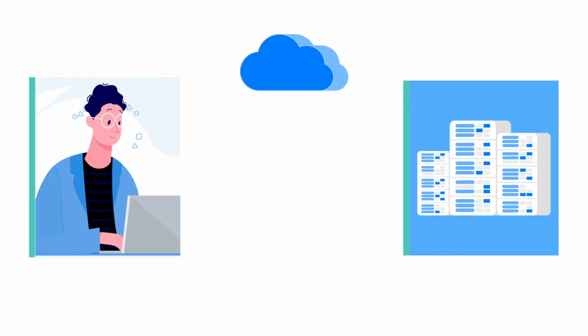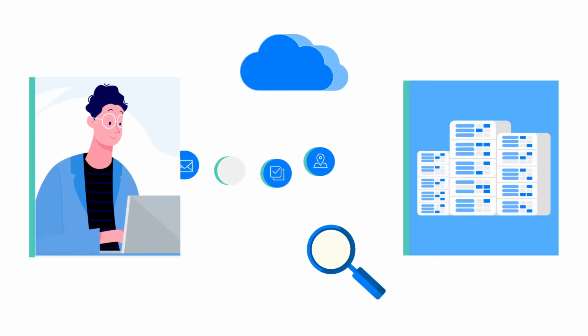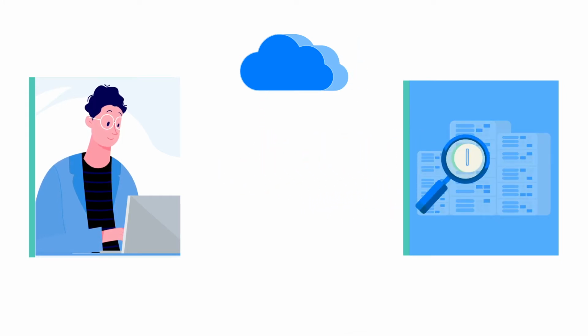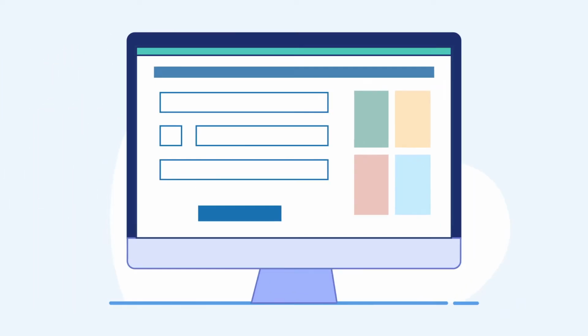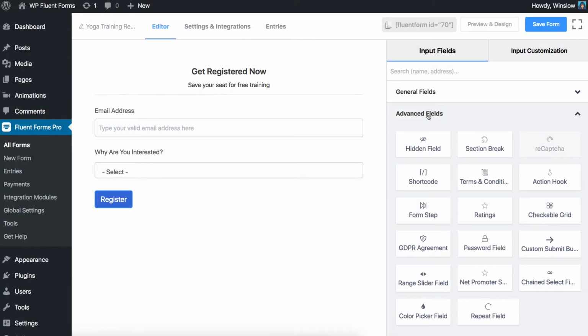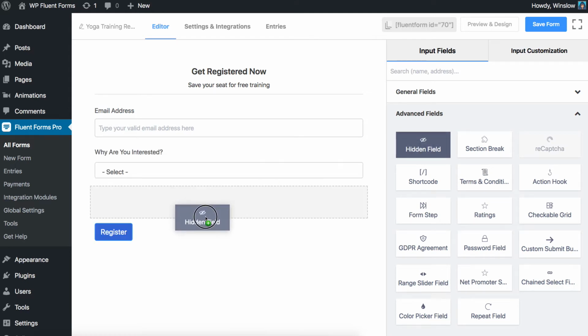Hidden field is used to store data to a particular server and retrieve data from the different servlets. Hidden field doesn't affect the appearance of the page, which is presenting to the users. To add this field to your form, drag and drop the field from the advanced input fields.